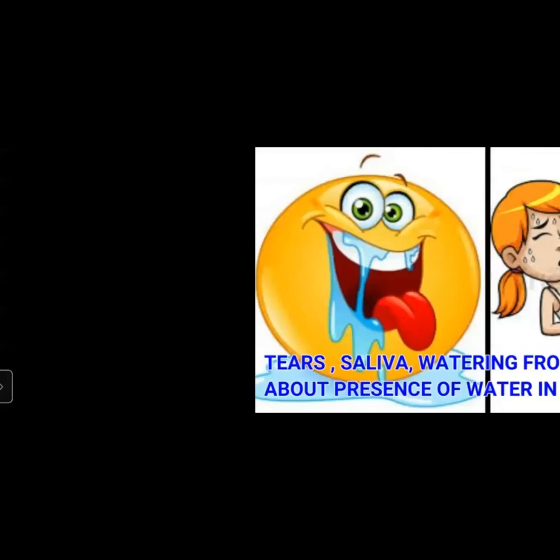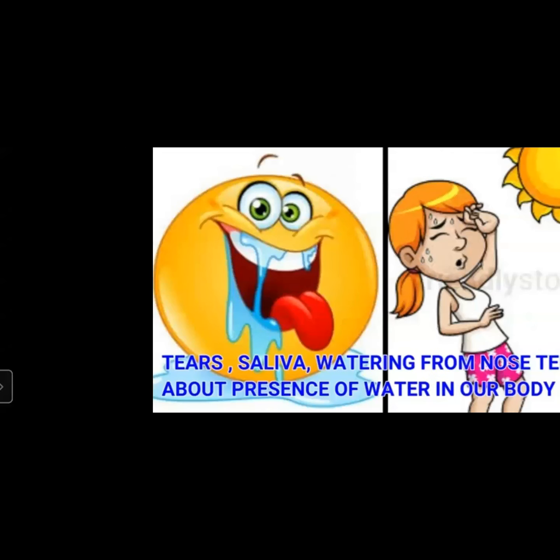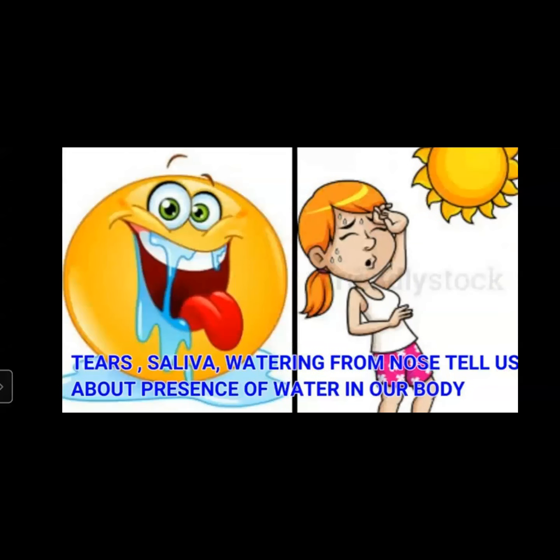And sometimes when we get a cut in any part of our body, it starts bleeding, you can see. Blood oozes out. And this is also a form of water. Children, we saw tears, right? We saw saliva, then water running from the nose. It tells us about the presence of water in our body, because it comes in the form of water.